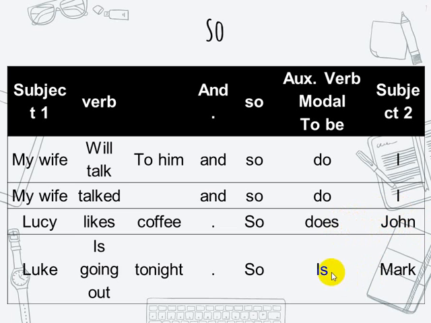And then why does the fourth sentence use is? The subject 2, or second subject, is Mark. So this is singular third person. And then we use to be because in the main clause, Luke used to be. So the verb in the main clause and the auxiliary verb, modal, or to be should be equal.